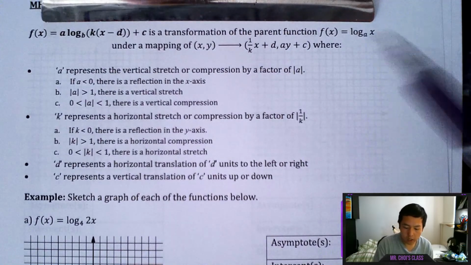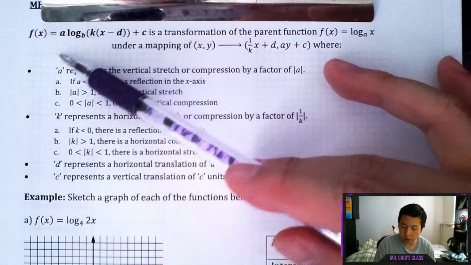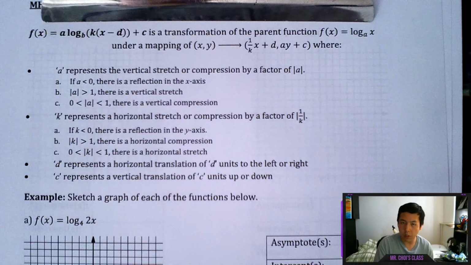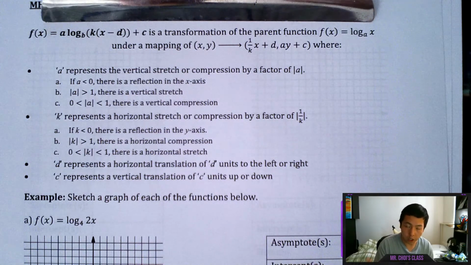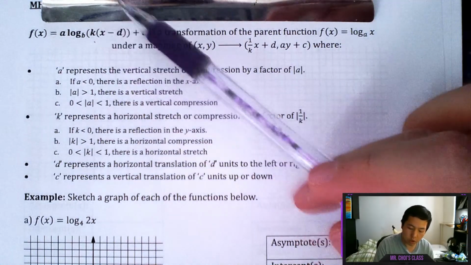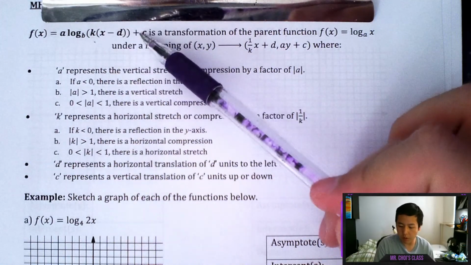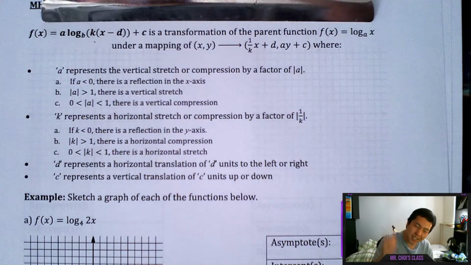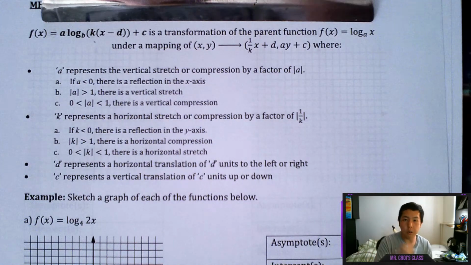Looking at all the transformations, you'll notice all the numbers are the same as the ones you've touched upon before. You should know what A means. You should know what K means. You should know what D means. You should know what C means. All of these are the same exact transformations you've done on previous functions.